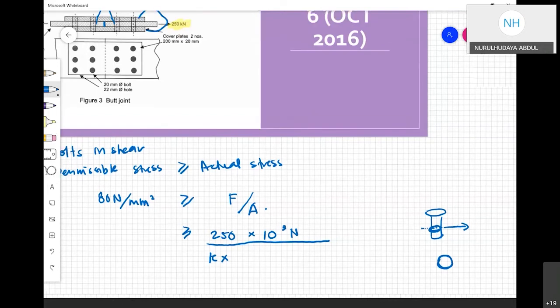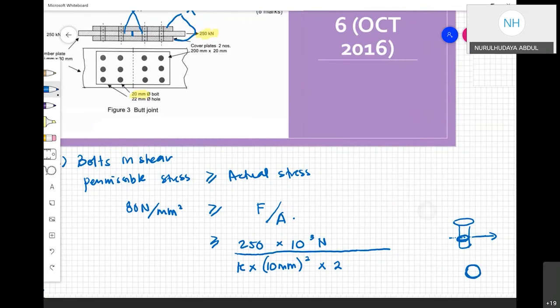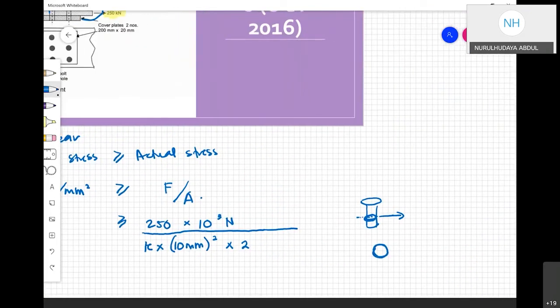Okay, we see the bolt diameter stated here. It is 20 mm. When it's 20, the radius becomes half of the diameter, so it should be 10 mm. Power of 2, pi r square. And we are not done yet. We have to times 2. Why? Because this is double shear.